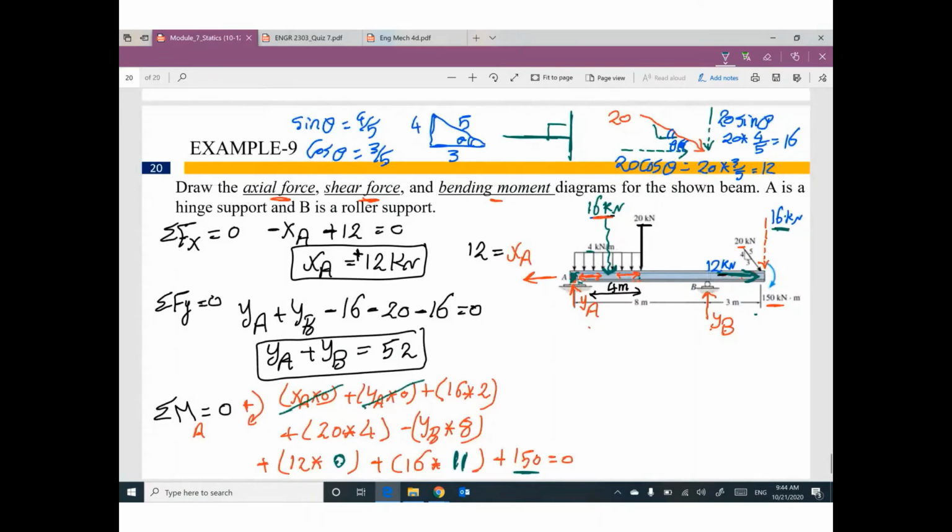The only unknown in this equation is YB. So the value of YB will be 16 times 2, 20 times 4, 16 times 11, 150, which gives 54.75. YB equal 54.75.